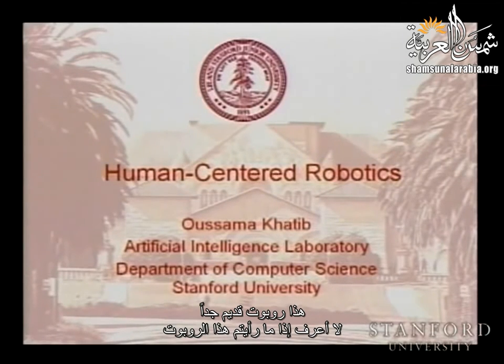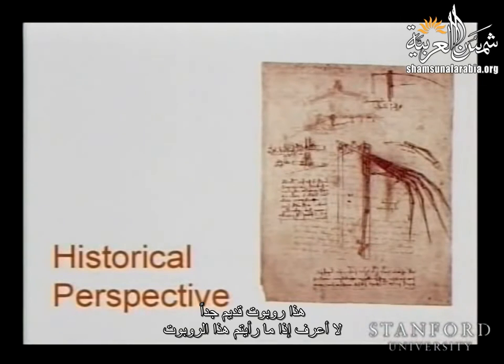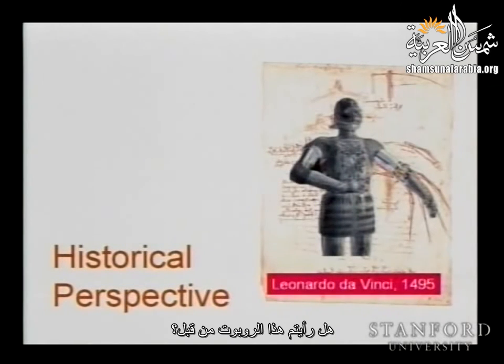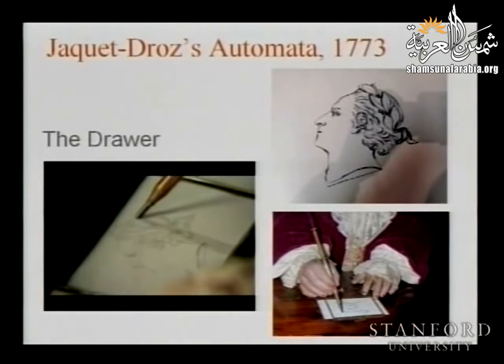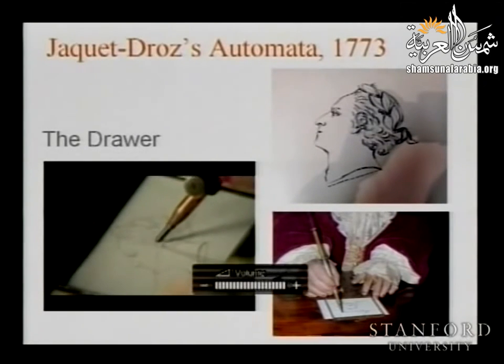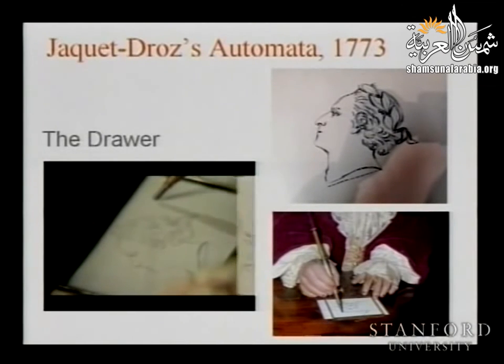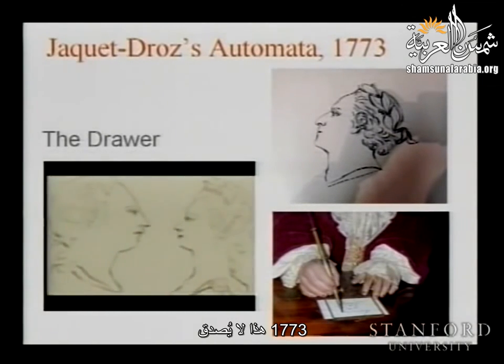It starts with some really old robots. I don't know if you've seen this robot. Have you seen Leonardo? Tell me if you have seen this one. Can you believe this? You have a robot that can draw. 1773. Unbelievable.